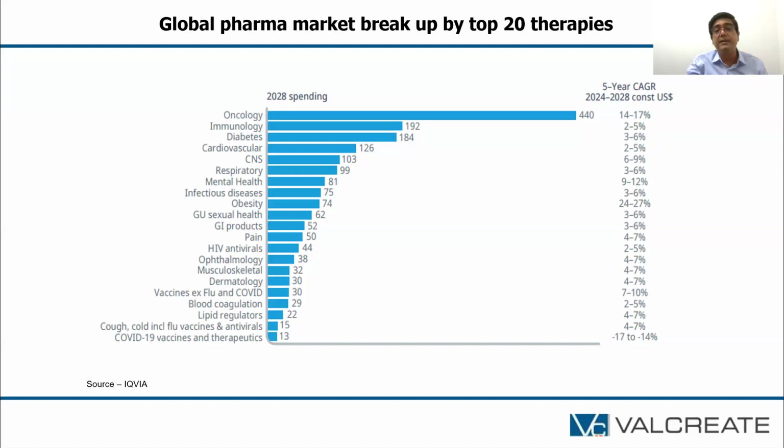Obesity is a growing disease. I mean, it's actually a disease, but the growth rates are 24 to 27%. So you can see the kind of diseases that are evolving in the world. COVID was a big proportion of this in 2020, but now it is hardly $13 billion.